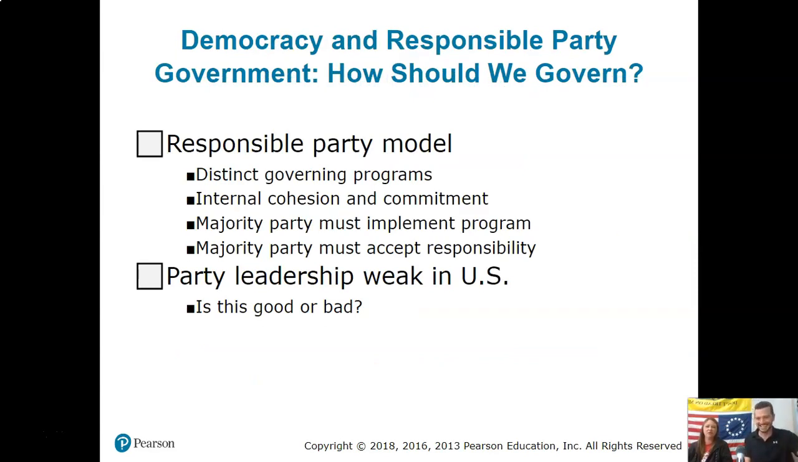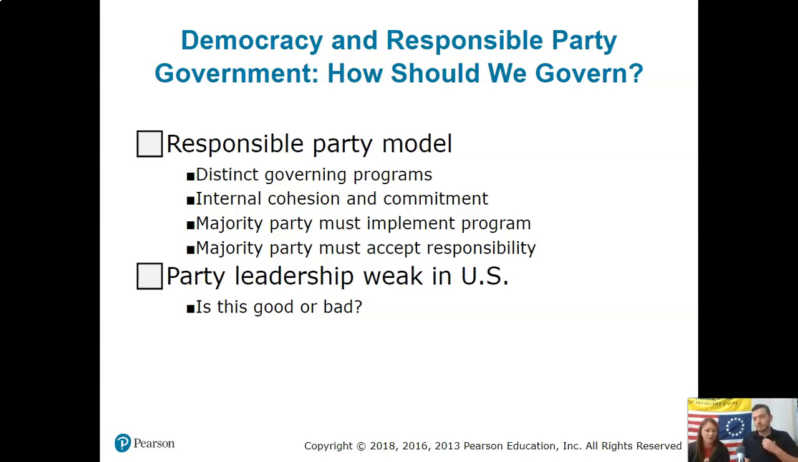Democracy and responsible party government. How should we govern? So each party wants to make sure they have a responsible party model. They create distinct governing programs. They have internal cohesion and commitment. So they want to make sure that the people within their party are loyal and they're going to continue to work towards the goal of the party in general. The majority party must implement a program and the majority party must accept responsibility.